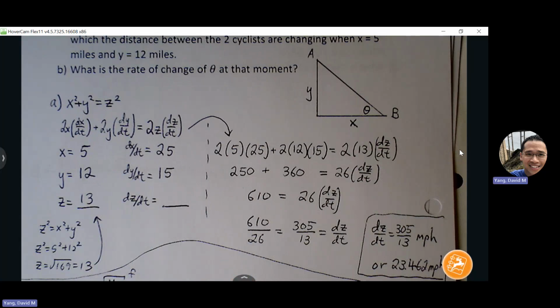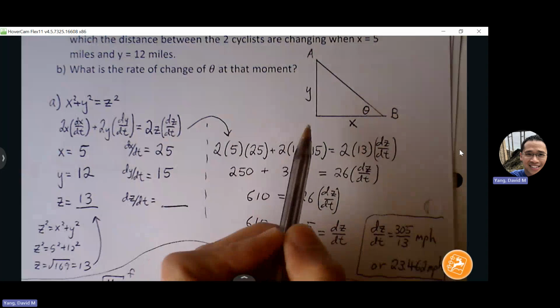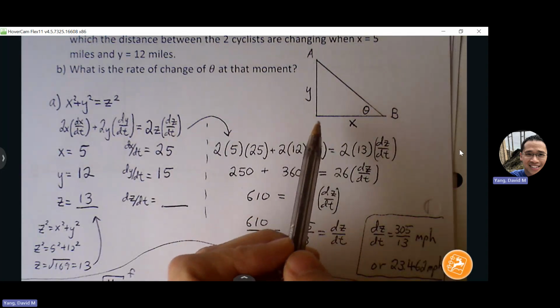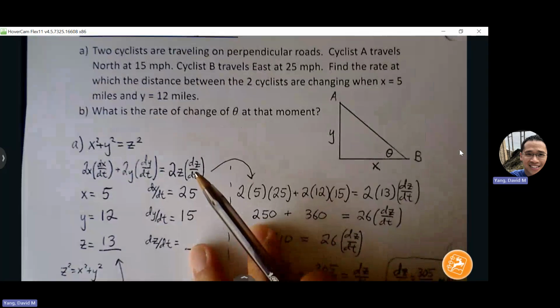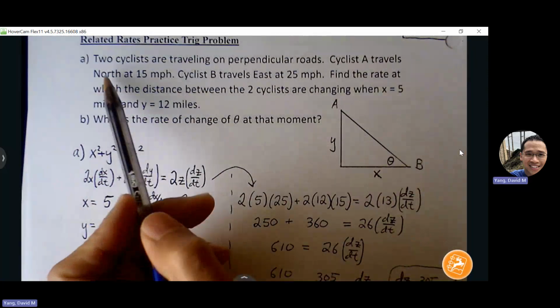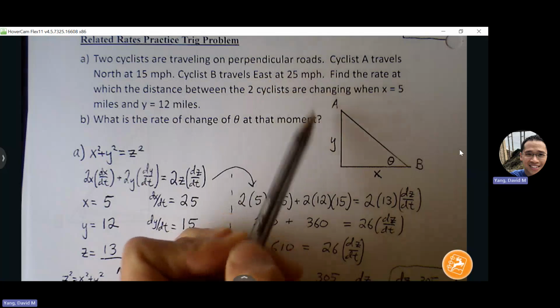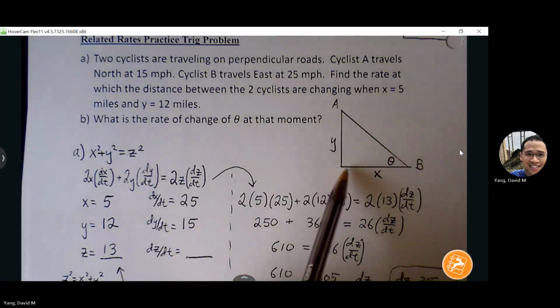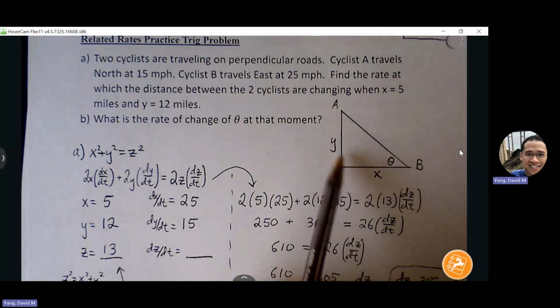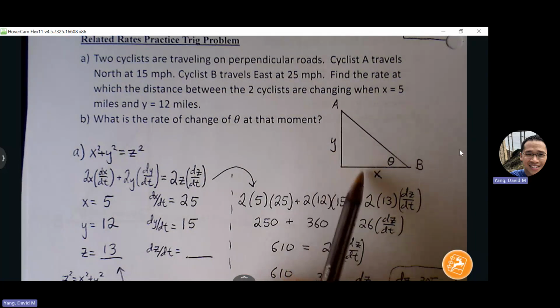Hopefully part A feels familiar with the Pythagorean theorem. The only thing we make sure that we know is whether x and y are positive or negative. It's not the direction that matters. Going north doesn't mean it's positive. Going east doesn't mean that it's positive. It's because you can imagine x and y increasing over time. That's what we want. That's why I want them to be positive.